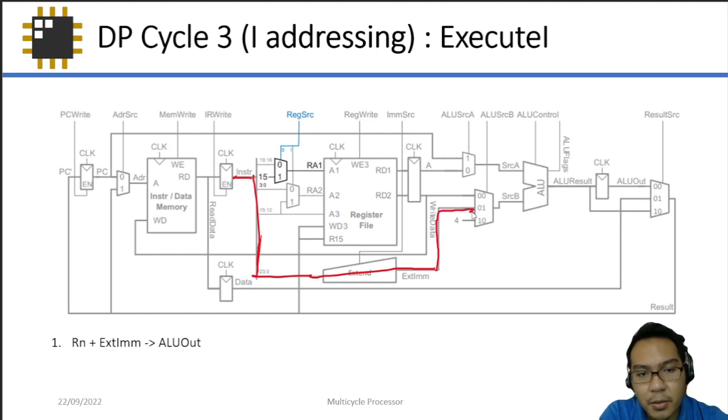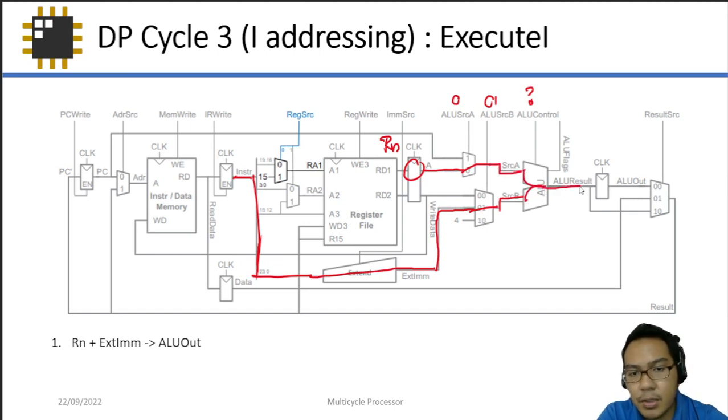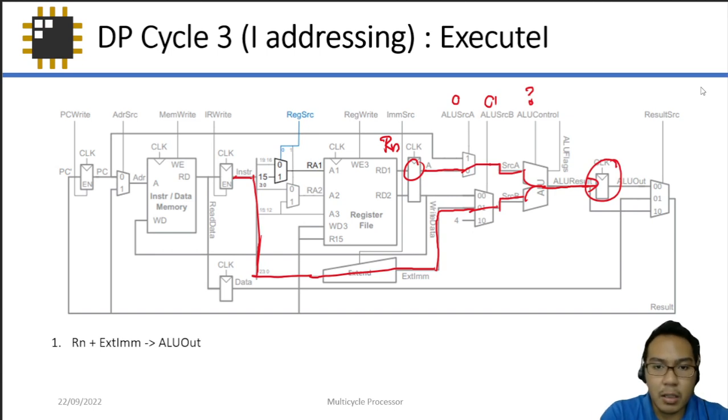Goes into here, so we choose 0, 1 for this guy, and then ALU control, we still don't know. This thing contains RN, so we route 0 over here. So now we have RN done with some sort of operation with the immediate, and then we put the result over onto this register, and that's basically how that happens.